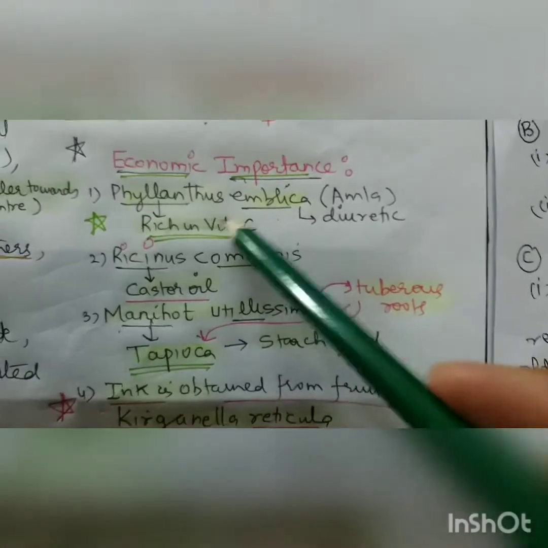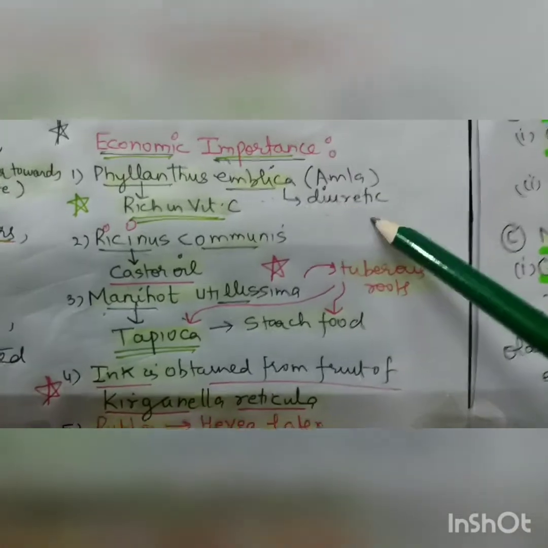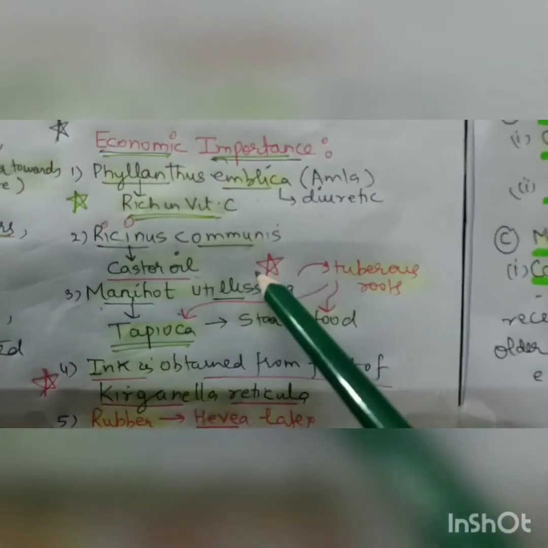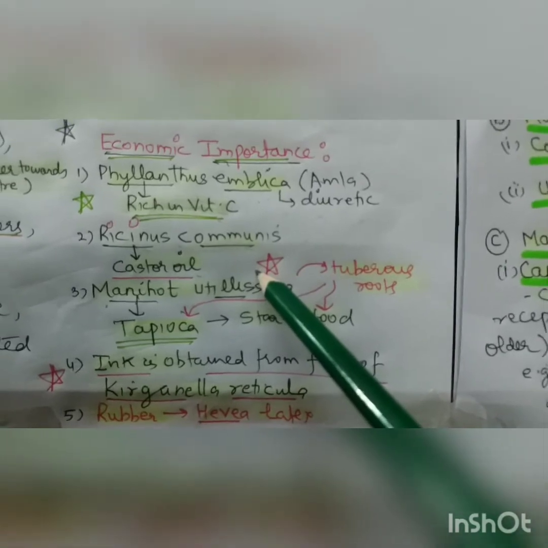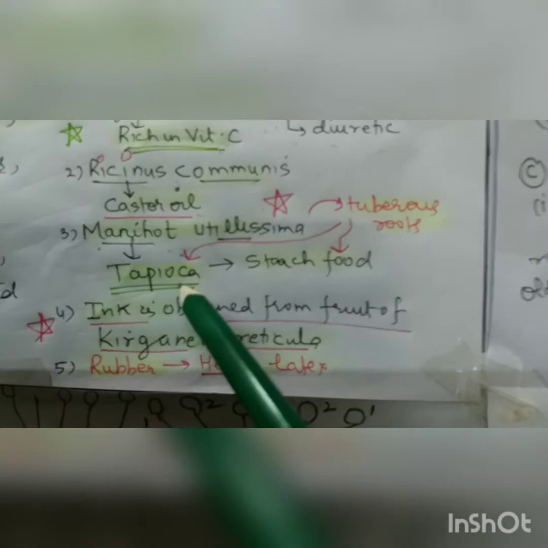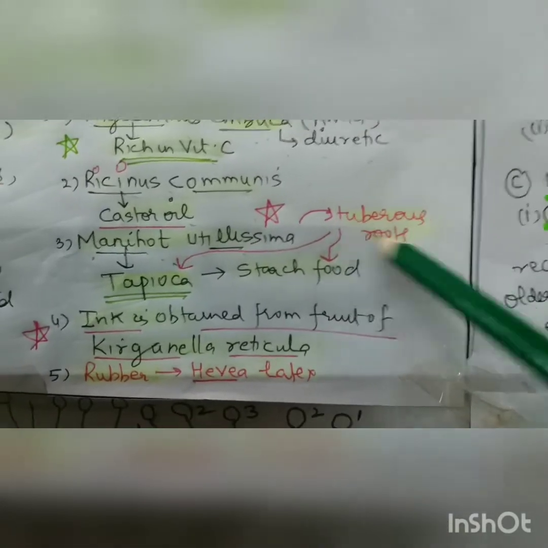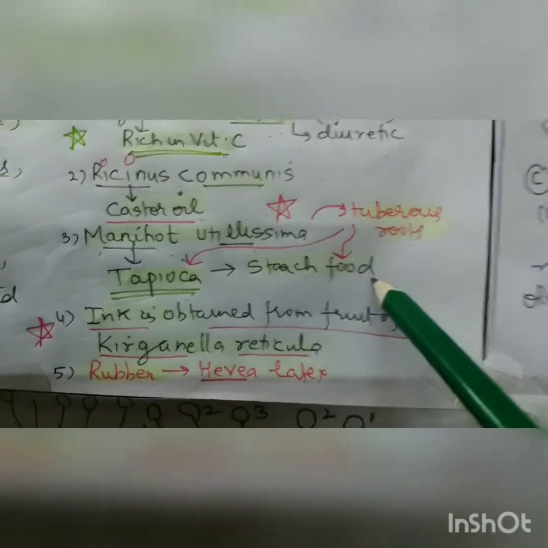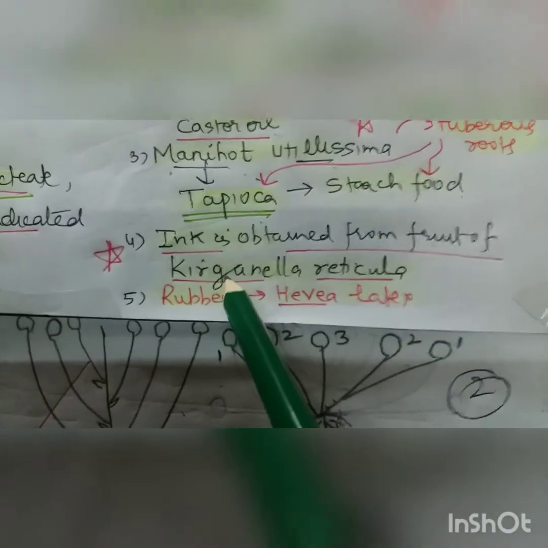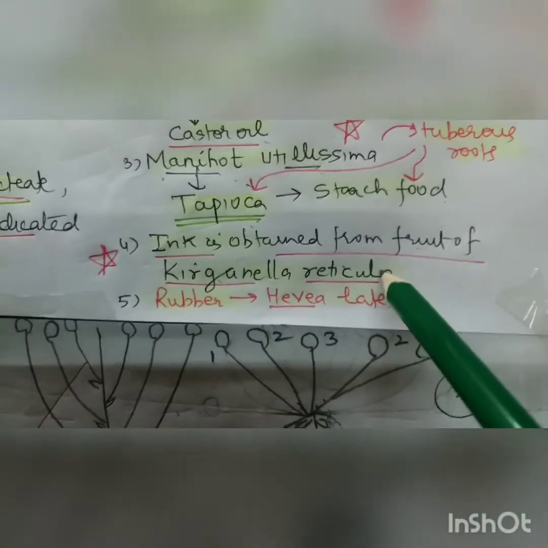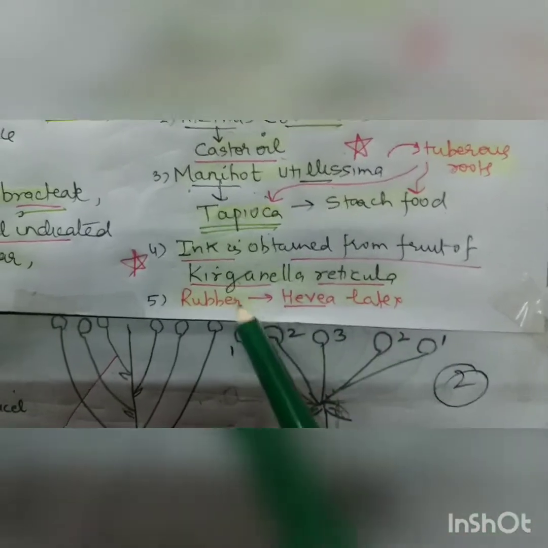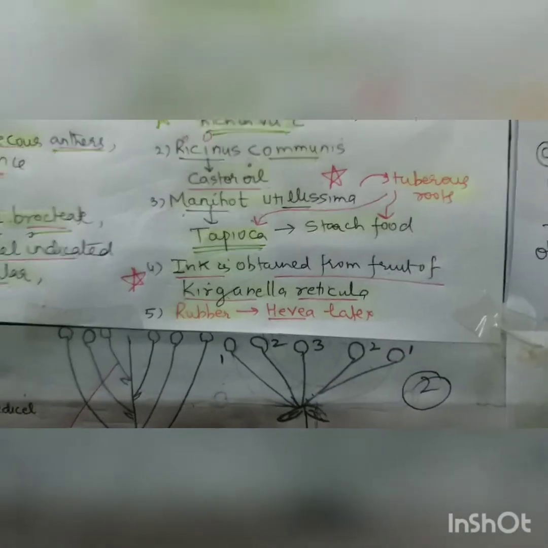These are Phyllanthus emblica, amla, a diuretic rich in vitamin C; Ricinus communis, castor oil; Manihot utilissima, tapioca, whose tuberous roots give tapioca, a starch food. Ink is obtained from the fruit of Semecarpus, which also belongs to this family. Besides that, Hevea brasiliensis latex gives rise to rubber.